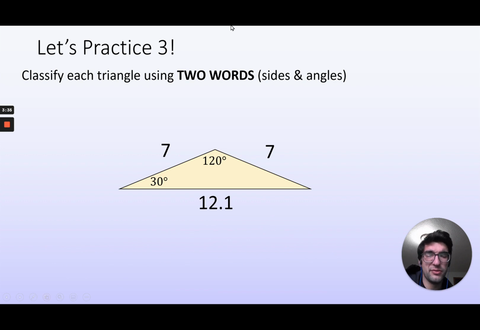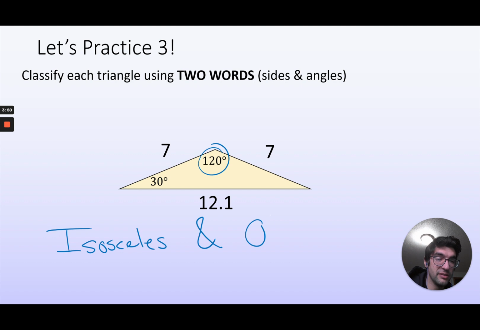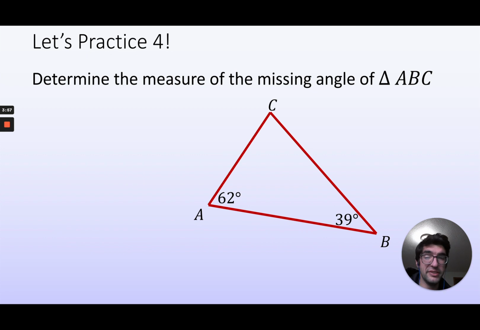How about this triangle? So I have two equal sides, 7 and 7. Looking at the sides, we call this isosceles. Looking at the angles, because it has one big angle here, we call it obtuse. So we want to become very comfortable with both of these sets of words. Based on sides, our options are scalene, isosceles, equilateral. Looking at the angles, our three options are acute, right, and obtuse.